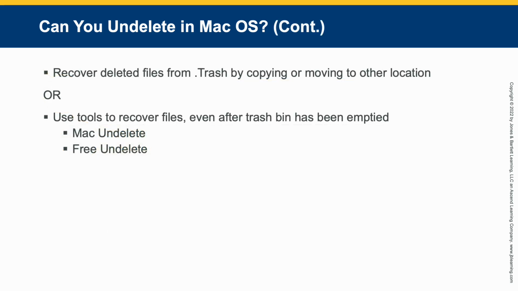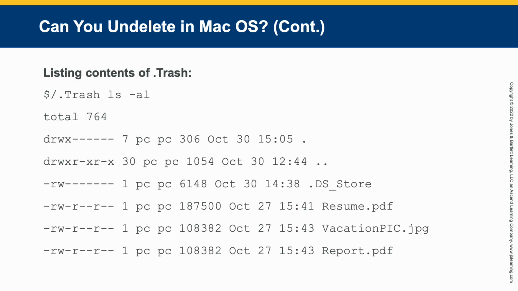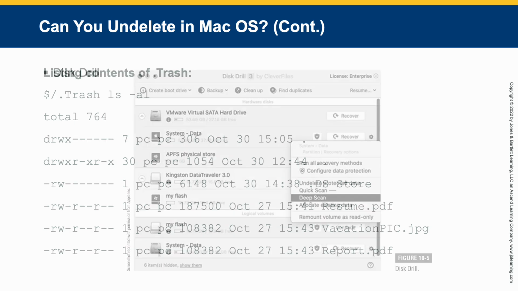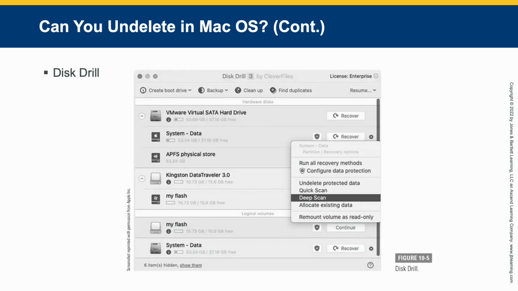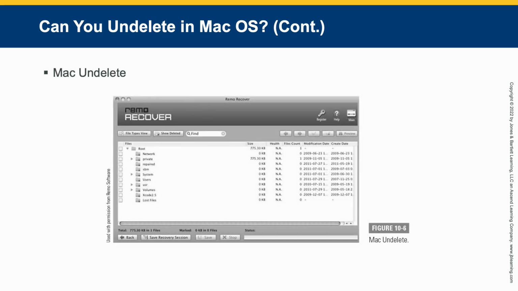You can undelete and recover deleted files from .Trash by copying or moving them to another location, or use tools to recover files even after the trash bin has been emptied, such as Mac Undelete or Free Undelete. Listing the content of .Trash looks like this. Disk Drill looks like this. Mac Undelete looks like this.